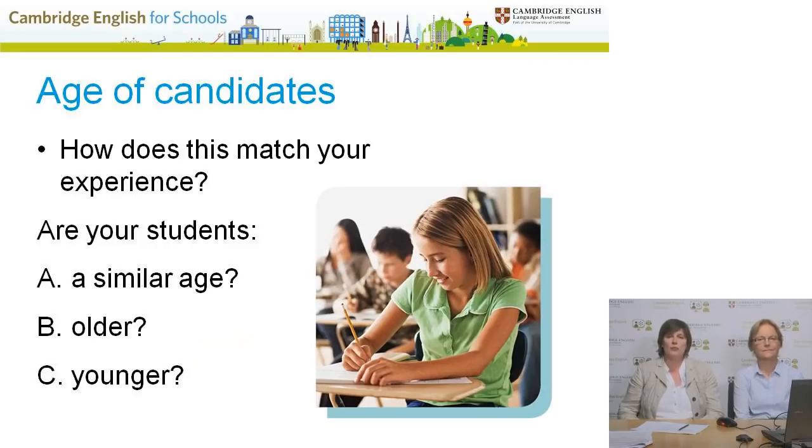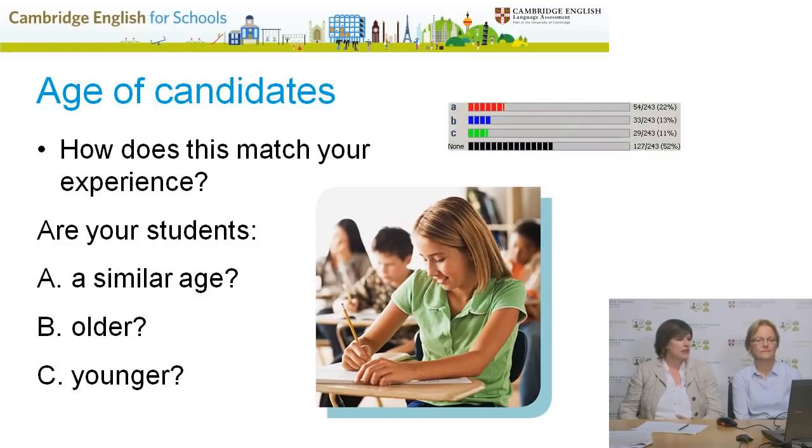Are your learners, your for schools learners, around this age, or are they older, younger? Again, use your polling buttons to choose A for a similar age, B for older, or C for younger. So I can see some people are writing in the chat box. If you can try using your polling button, but I see a lot of B's, some A's. For Key or for Preliminary, either exam, the ones you're most familiar with. So it looks like most people have picked A, so a very similar age.